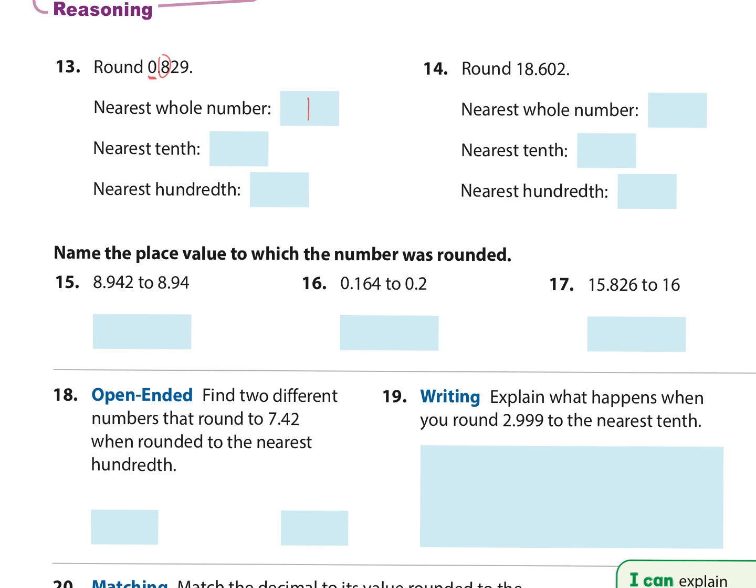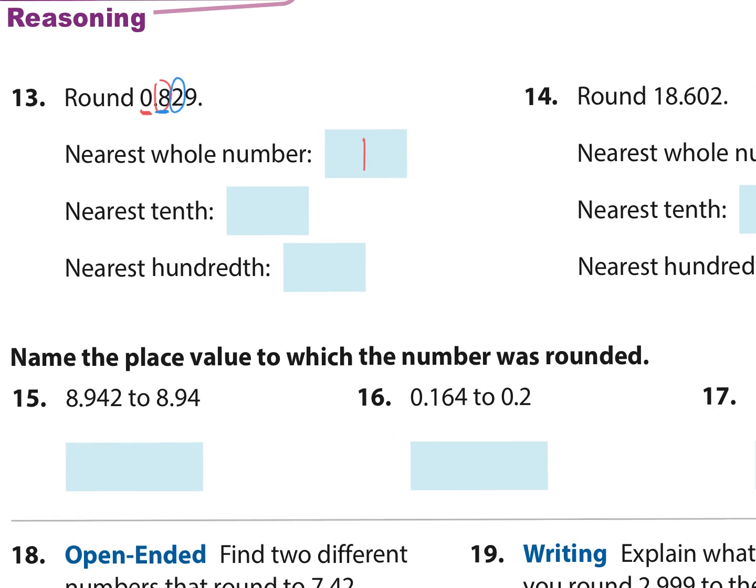Okay, the next one says round to the nearest tenth. What digit is in the tenths place? The 8 is in the tenths place, which means the 2 is the judge. So since 2 is less than 5, what's going to be my number rounded to the nearest tenths place? 0 and 8 tenths. Remember, if it says round to the nearest tenths, we drop all the digits after the tenths place.